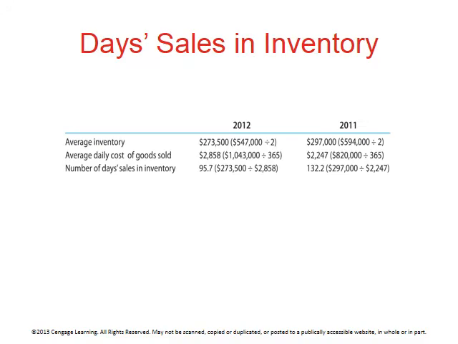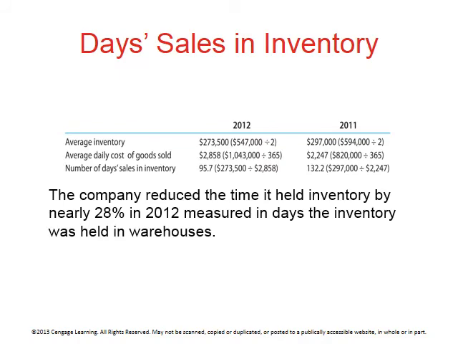Now we want to calculate days sales in inventory. We take our average inventory calculation from the previous slide. Now we're going to take our average daily cost of goods sold. So we take our cost of goods sold of 1,043,000, divide by 365, and we get 2,858 average daily cost of goods sold. We divide our average inventory by the average daily cost of goods sold, and we get 95.7 as number of days sales in inventory.